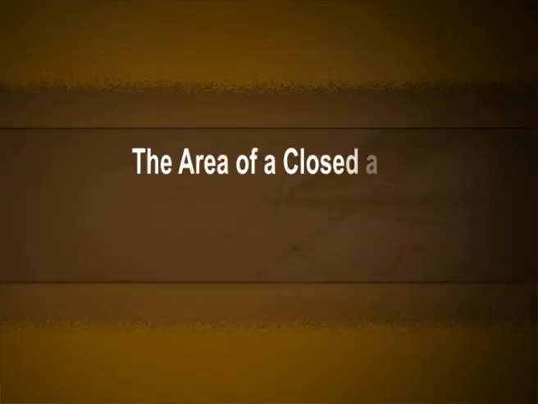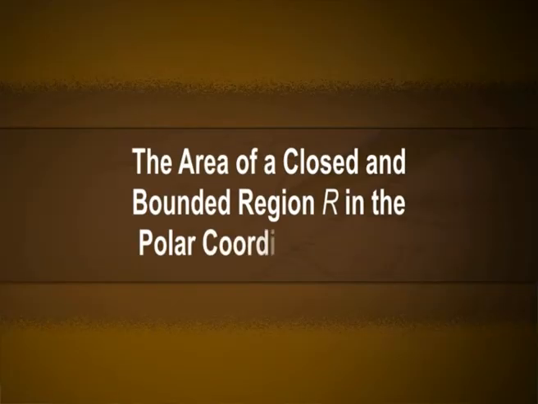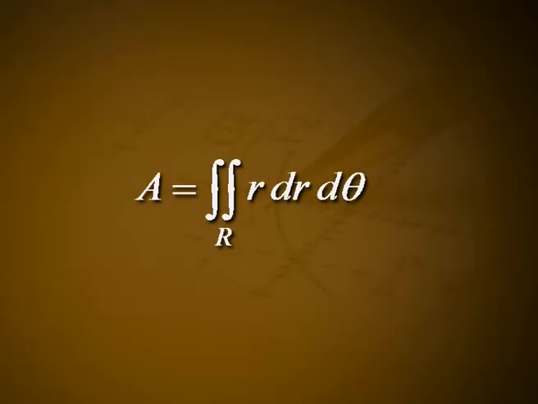The area of a closed and bounded region R in the polar coordinate plane is given by A is equal to double integral over R r dr d theta. Remark: if f of r theta is the constant function whose value is 1, then the integral of f over R is the area of R.